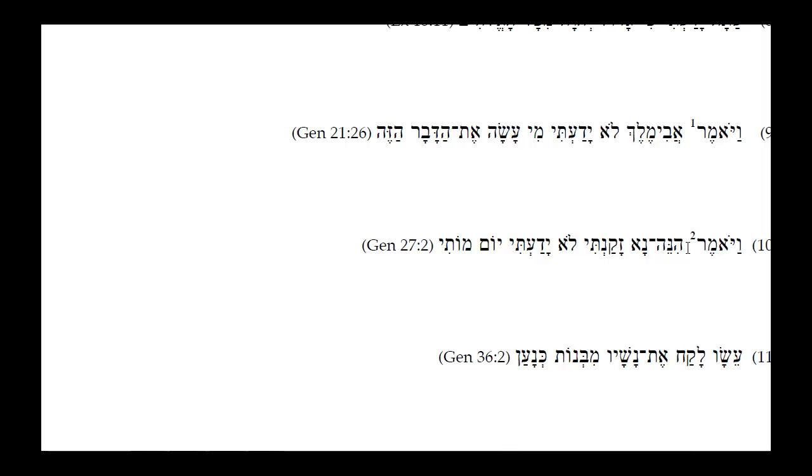Okay, number 10. Vayomer hinneh zakanti lo yadati yom moti. And he said, behold, zakanti, I have aged, I've gotten older, and I do not know the day of my death. Of course, this is something you haven't gone into. This is a Qal stem, imperfect, third masculine singular, vav consecutive. You haven't gotten that yet. Zakanti is a Qal stem, perfect conjugation, first common singular from zakan, to grow old. Yadati is a Qal stem, perfect conjugation, first common singular from yada, to know.